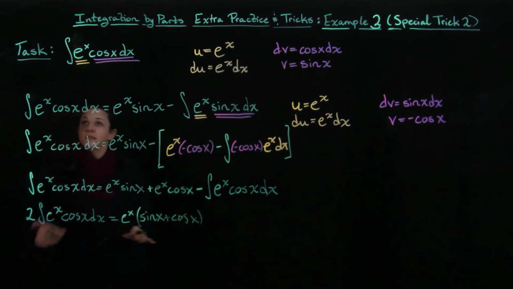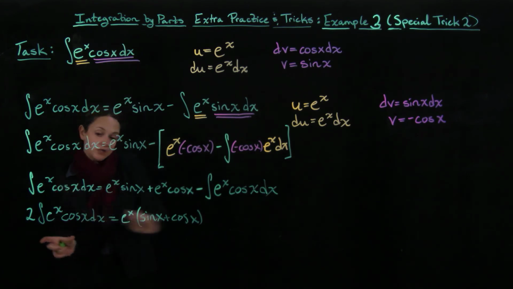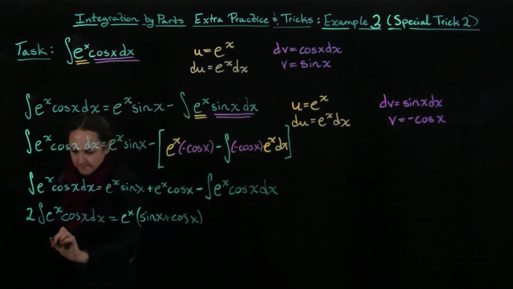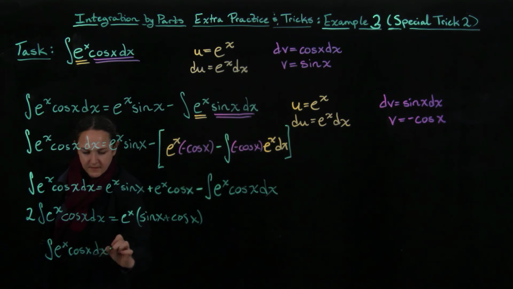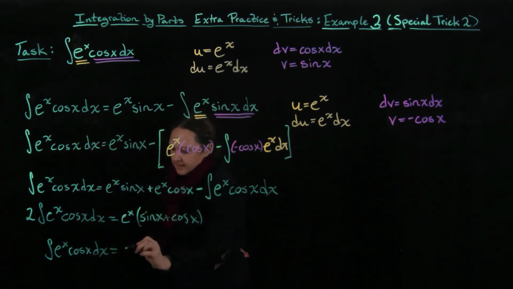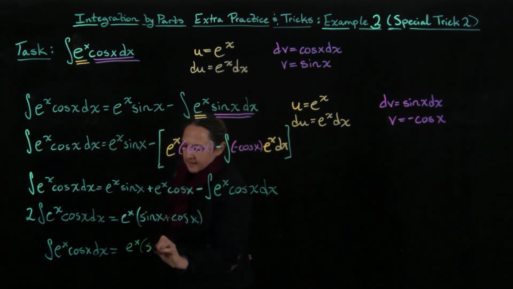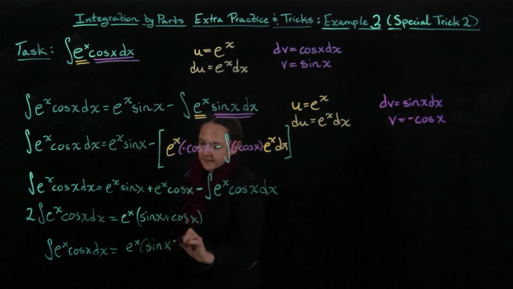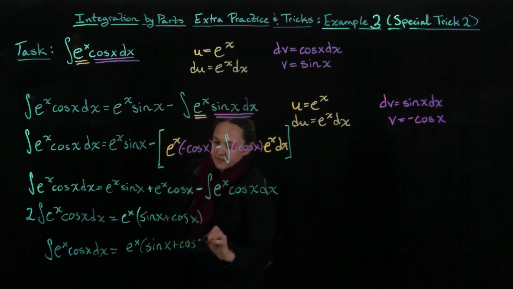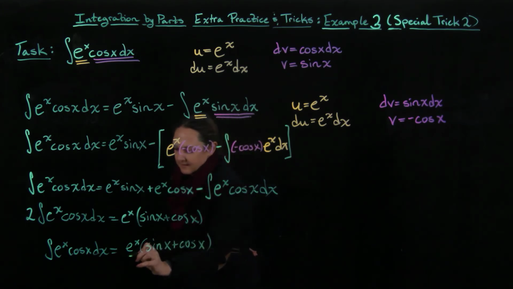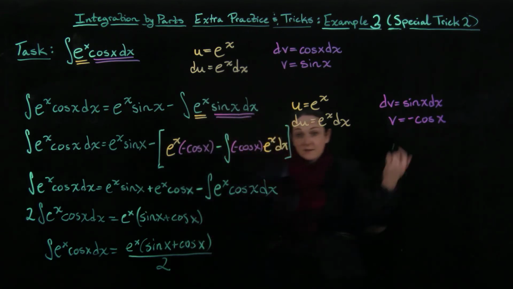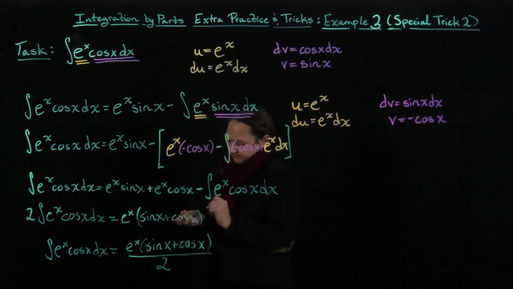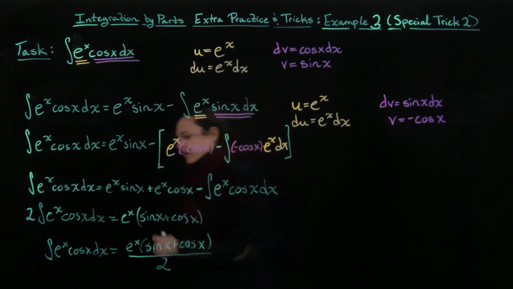And now I check, and this was the integral that I wanted all along. So if I just divide by 2, I've got it, and I'm done. Okay, so this integral is going to equal e to the x times sine of x plus cosine of x, all over 2. Okay, and I'm done. That was exactly what I wanted all along, so I can put a big box around it.